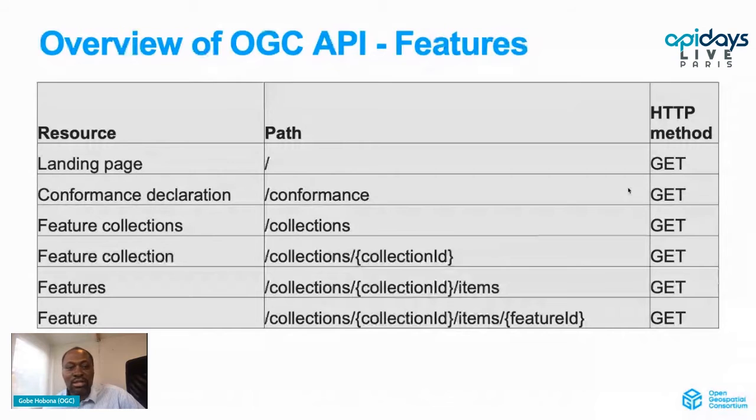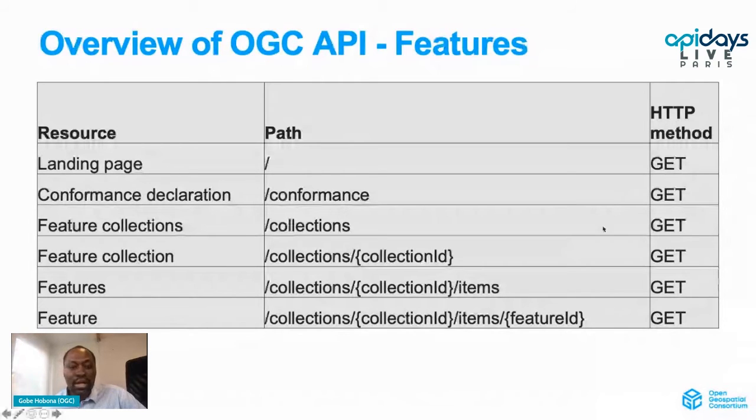So OGC API features offers resources that include a landing page, a conformance declaration, a collections resource or feature collections resource, and also access to individual features. The landing page effectively, you can call it the shop window. It's the entry point into that API. And then the conformance declaration tells you which capabilities that particular implementation of OGC API features actually offers. And the feature collections resource lists the data sets that are available through that particular API. And then the features resources allows you to actually access individual feature data, but also to query the data sets as well.